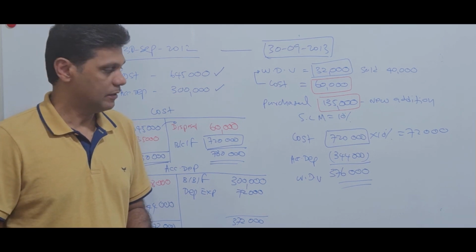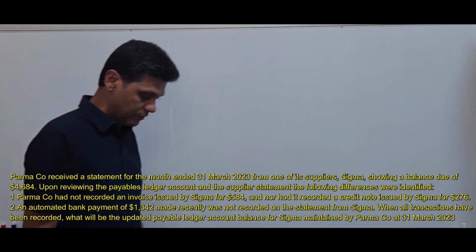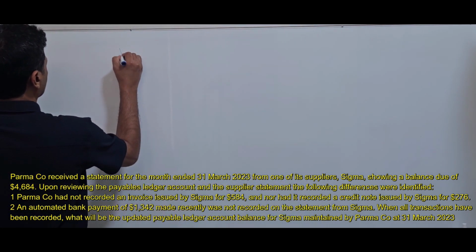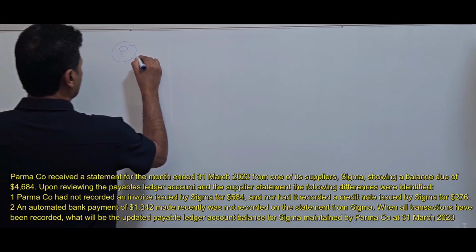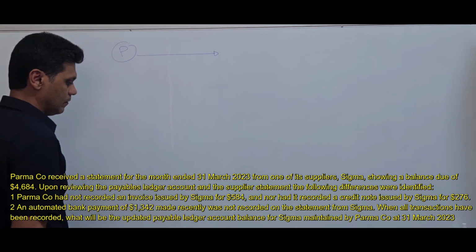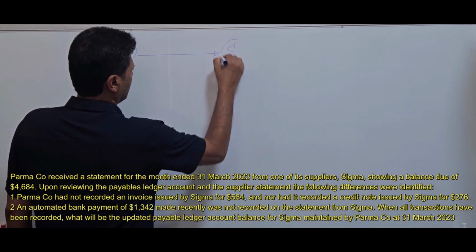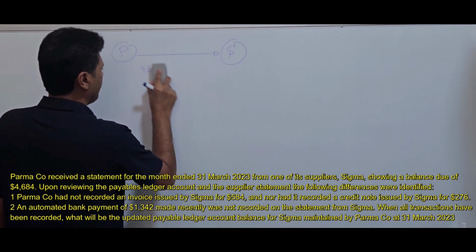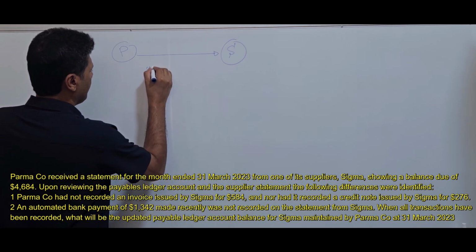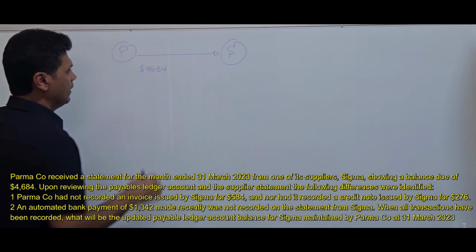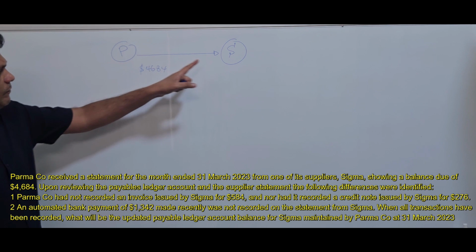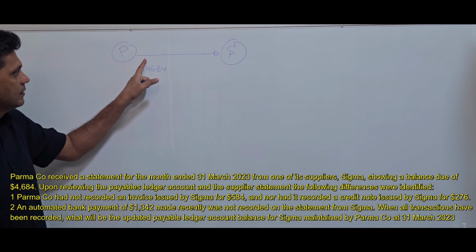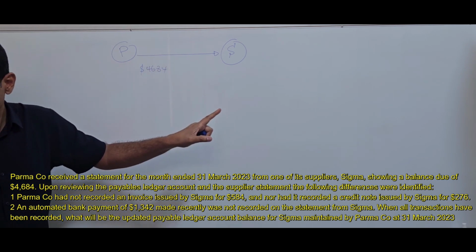So let's move on to the other question. What is the question? P received a statement for the month ended 31st March 2023 from one of its suppliers, Sigma, showing a balance due of $4,684. Upon reviewing the payables ledger account. Now P received the statement from S. S is the supplier. P is the buyer.